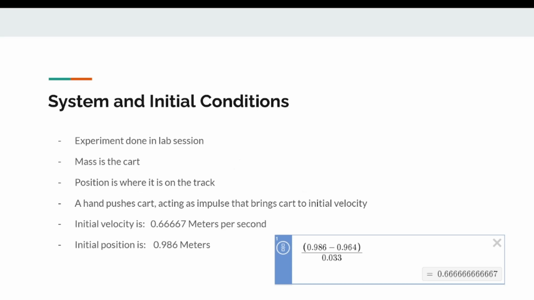So the system, the experiment was done in a lab session, and the mass of the system was the cart. The position where it was on the track was its x position, and the hand pushing the cart was the initial impulse or force that brought the cart to an initial velocity. So the initial velocity was calculated using the first two entries in Tracker, which you can see in the bottom right, and we found the average velocity from those, and that was the initial velocity, and then the initial position was also found in the first entry of Tracker.